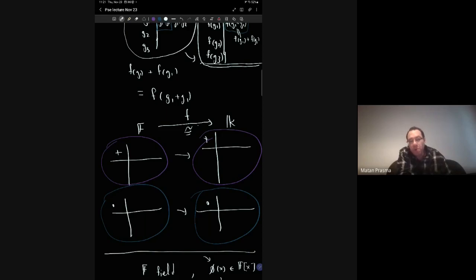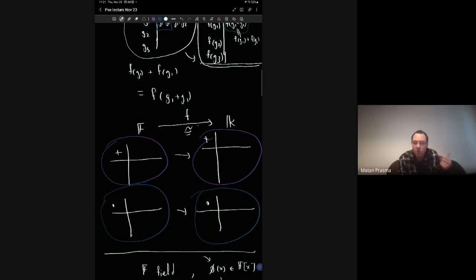So again, from a computer point of view, two isomorphic fields are the same. I mean, you just call the symbols by a different name. Okay, is this clear? Yes.